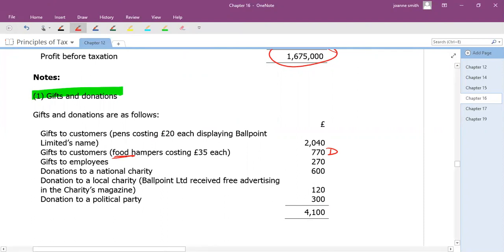That's fine. Remember, anything generally for employees is okay, entertaining, gifts, etc. It does have to be a reasonable amount, but we've got to assume that in an exam, whatever they're giving us is reasonable. But the donation does need to be disallowed because it's a national charity, although the next one for the local charity is fine. And the one to the political party is also going to be disallowed.